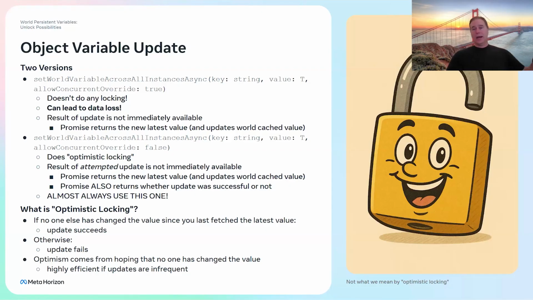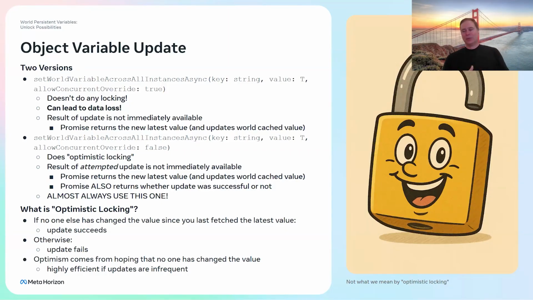So, I threw out this term called optimistic locking. And what is that? Basically, it's really simple. If no one else changed the value since the last time you fetched the value, you get to update it to a new value. But if somebody else changed the value since the last time you read it, your update does not succeed. So it's optimistically hoping that no one's changed the value since the last time you read it. And if so, it succeeds and everything works smoothly. And that's usually the case.